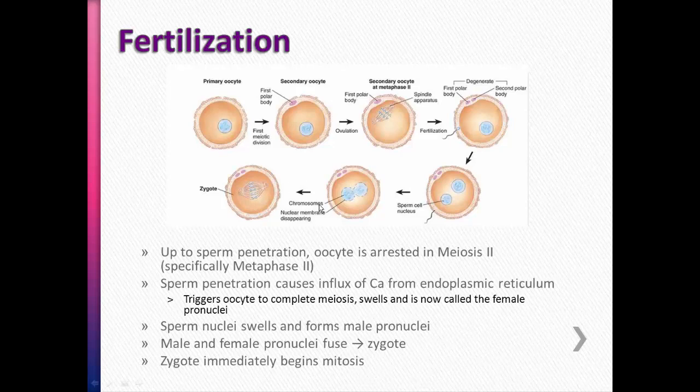Now the zygote is just one cell, but it's not going to last that long because immediately when those two nuclei come together, the cell undergoes mitosis, and so then you're going to get the cell dividing into two and the formation of the embryo. So the zygote, in other words, is very short-lived.